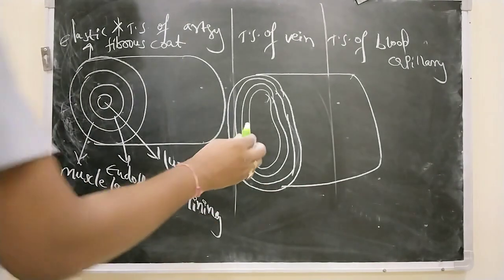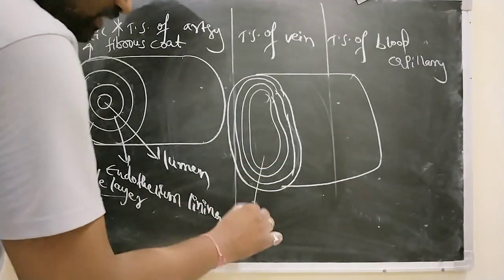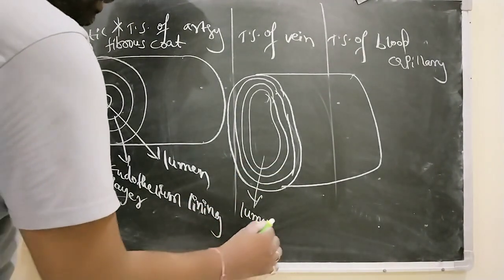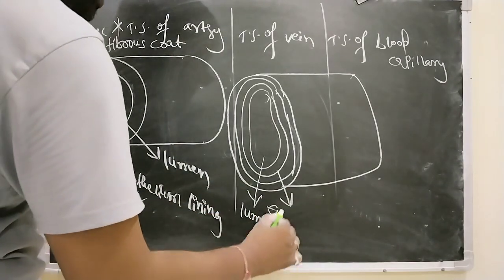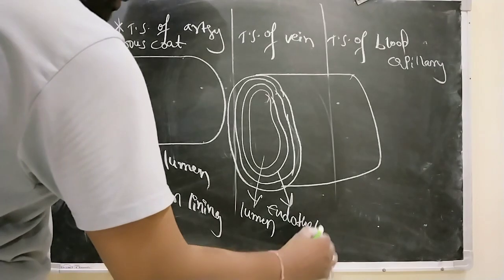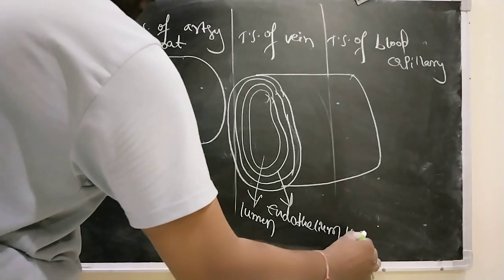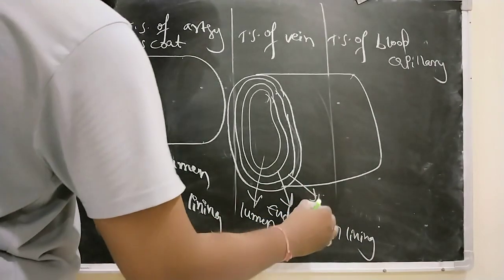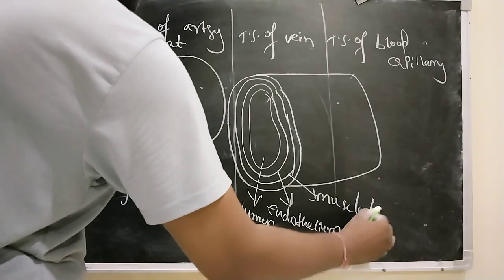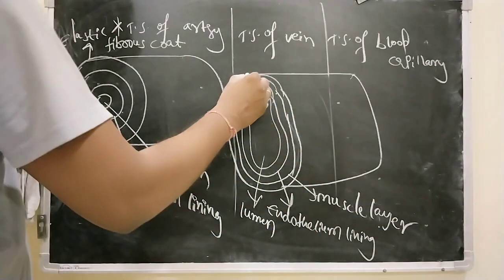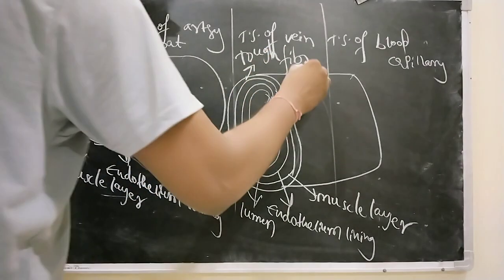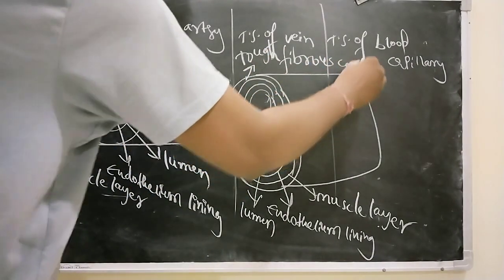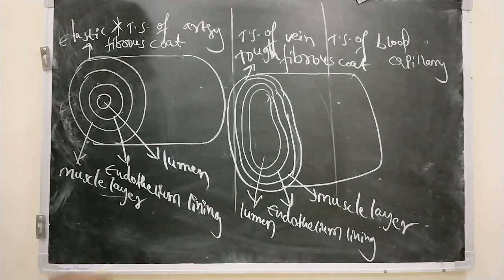Okay, this is the T.s. of vein. The T.s. of vein consists of a lumen, which is larger than in the T.s. of artery, and this is the endothelium lining. This third one is the muscle layer, and this is the tough fibrous coat. Okay, so this is the T.s. of vein.